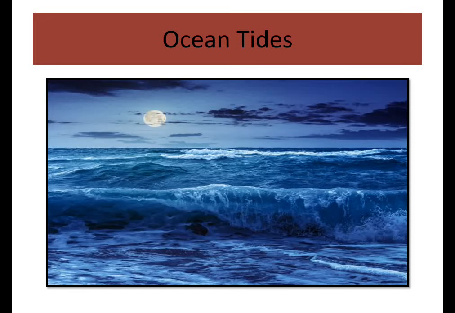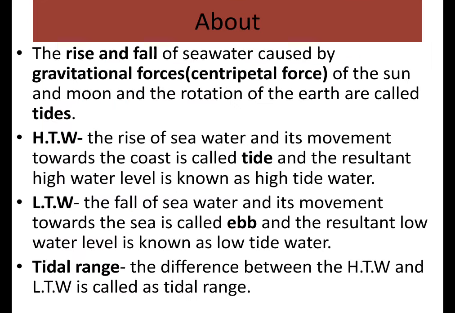In this video, I'm going to present about ocean tides. Ocean tides are the rise and fall of seawater caused by the gravitational forces of the sun and the moon and the rotation of the earth. Here, two types of water levels are there: high tide water and low tide water.